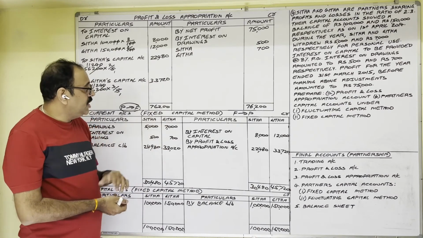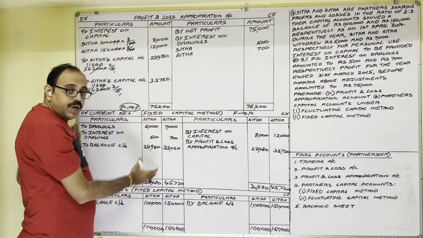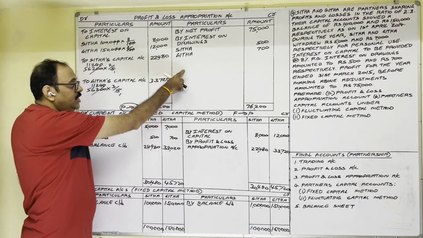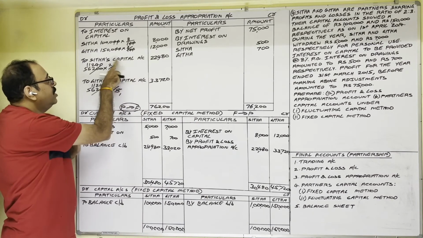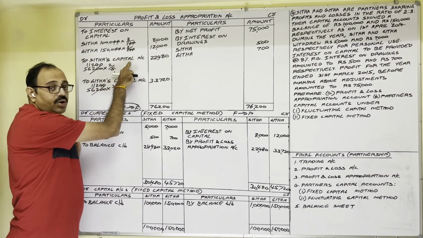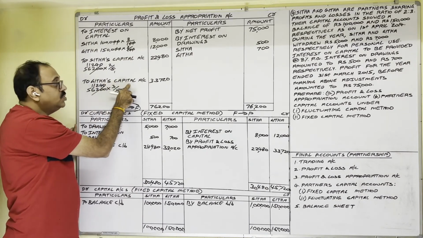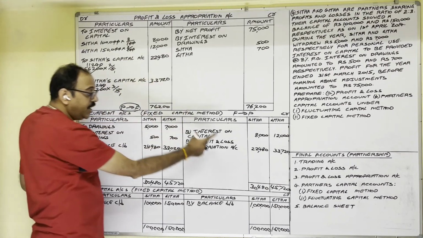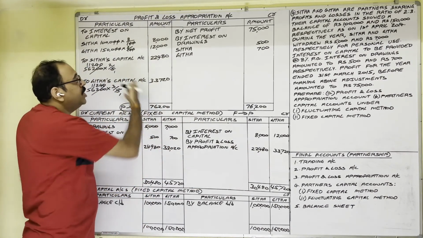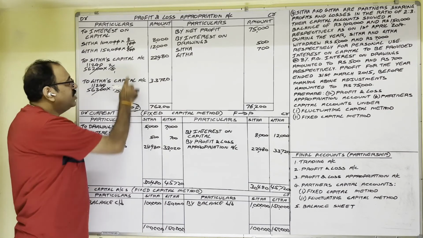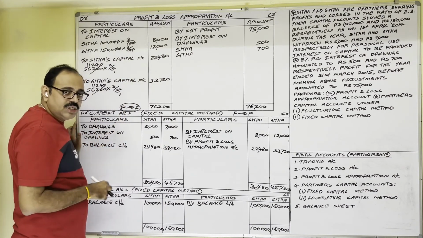And as I said earlier, under fixed capital method, when you are preparing capital accounts, actually speaking, in the P&L appropriation account for the answers, what to write? To Sita's current account. To Geeta's current account. So these two amounts we should write in current accounts on the credit side. But again, you need not prepare a P&L appropriation account only for these small amounts. So one P&L appropriation account is enough.